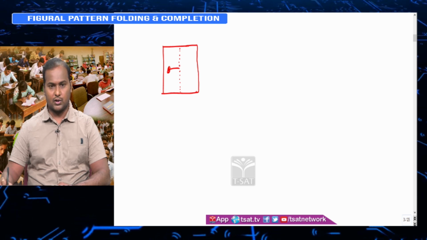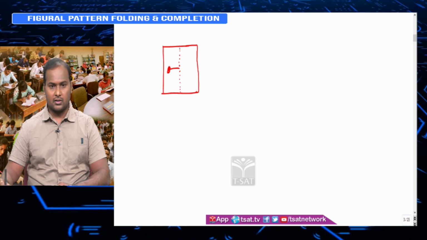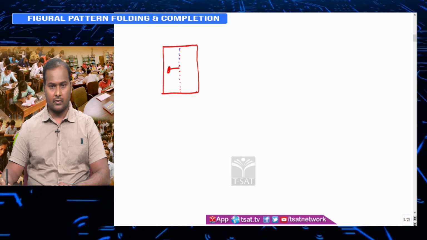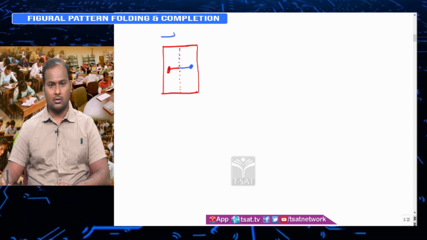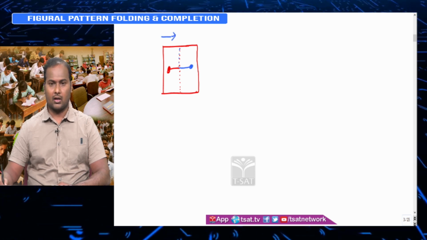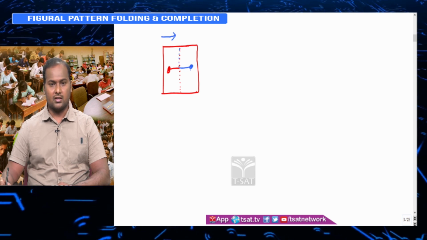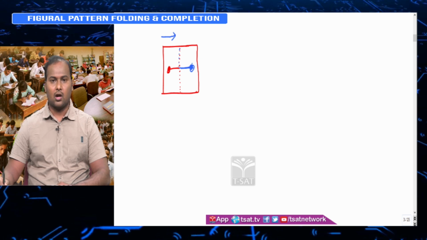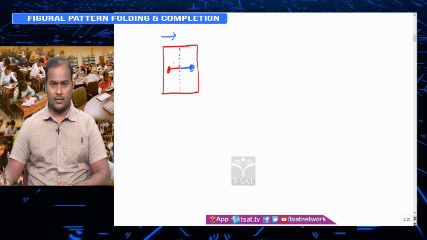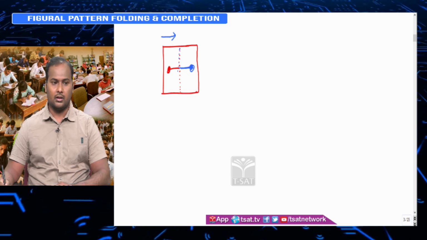For example, if I fold this particular figure exactly along this drawn dotted line, it will appear exactly like this, because I am folding from the left side to the right side. The moment I fold it from left to right, this is the image that appears on the other side. How to solve this kind of questions very fast, or how to observe these questions very neatly?